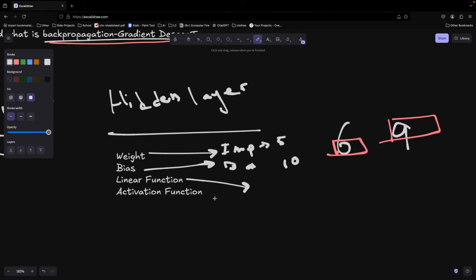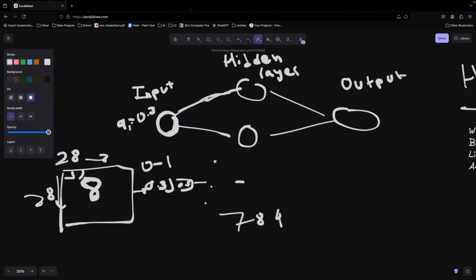Now, what is a linear function? Going back to our example, here we only have one of these neurons. But imagine we had 784 of these neurons.